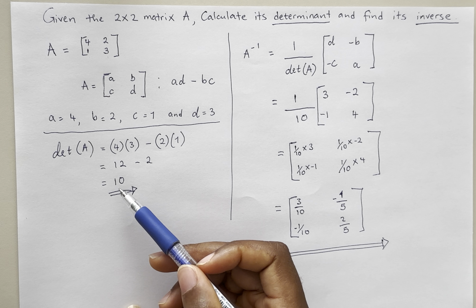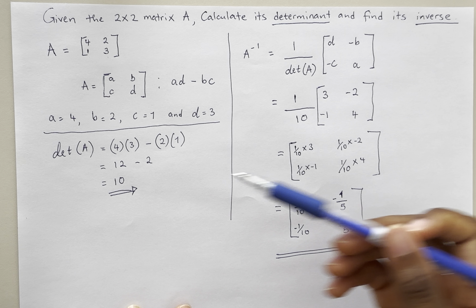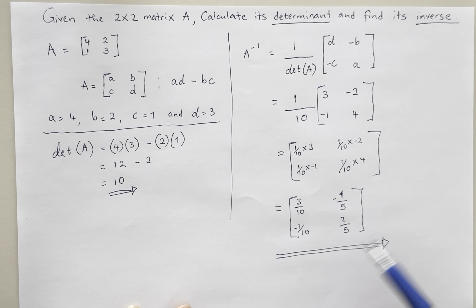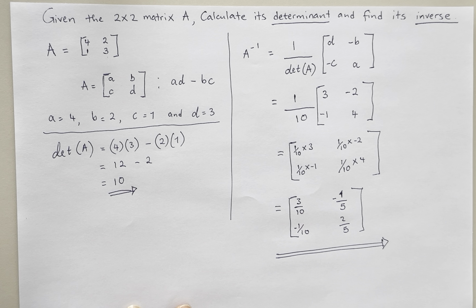So the determinant is 10, and the inverse of matrix A is this right here.